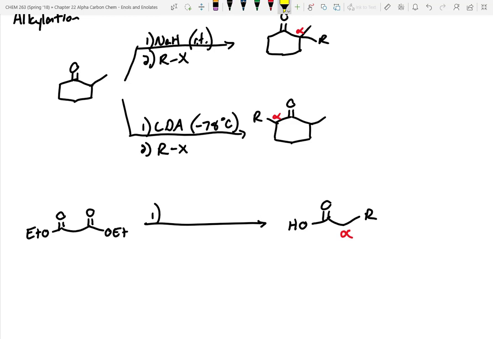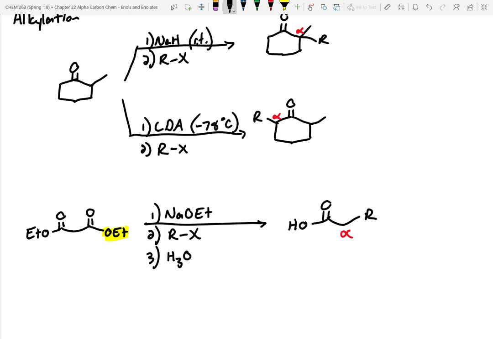If you remember, we always want to use the base that corresponds to the leaving group on your ester. So step one would be that strong base, in this case ethoxide. Step two would be to treat it with your alkyl halide, which would be RX. And then, once we've done that, how do we convert our ethyl esters to a carboxylic acid and blow off 1/2 of the molecule?